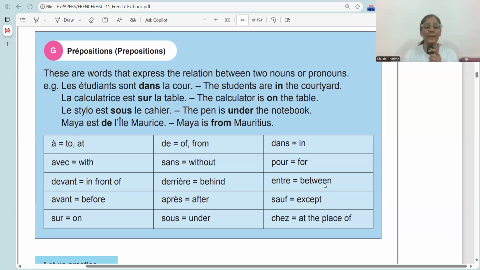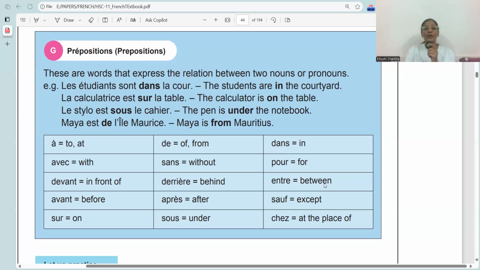Now, what do you mean by prepositions? Prepositions mean the words which show you the position of the subject or noun in the sentence. These are the words that express the relation between two nouns or pronouns. The position where something is kept, where someone is, or the location of something, this is denoted by means of prepositions. We'll move on to the table first.